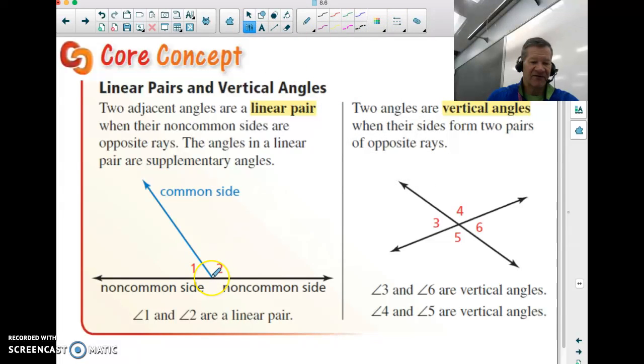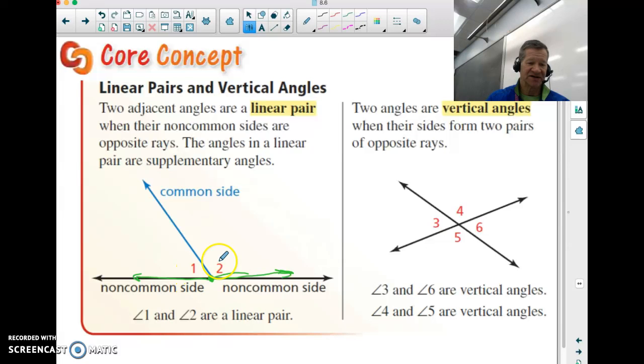So they have a common vertex and a common side right here in blue. So that makes them adjacent. So they're adjacent angles whose non-common sides are opposite rays. You notice this ray goes off this way, and this ray goes in the exact opposite direction. Those are opposite rays. In other words, they make a straight angle. So 1 and 2 then are called a linear pair.